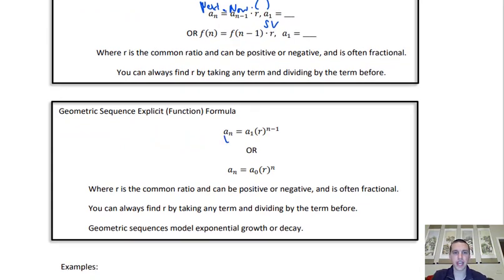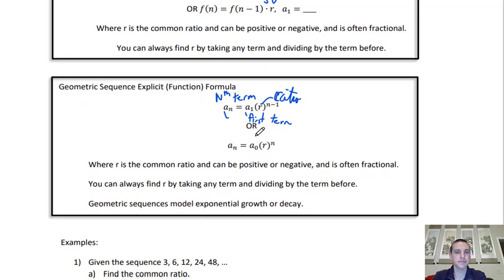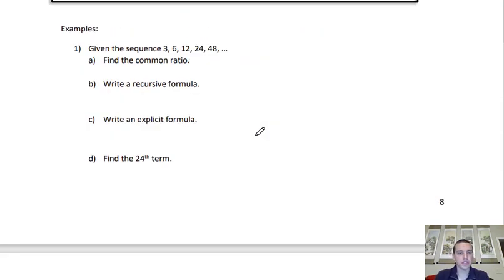We have our nth term, we have our first term, and we have our ratio. Notice that if you have an a1, we have the n minus 1, or we have a to the 0 and it's just n. Most of the time we're going to use this top one here. So, let's get right into it.